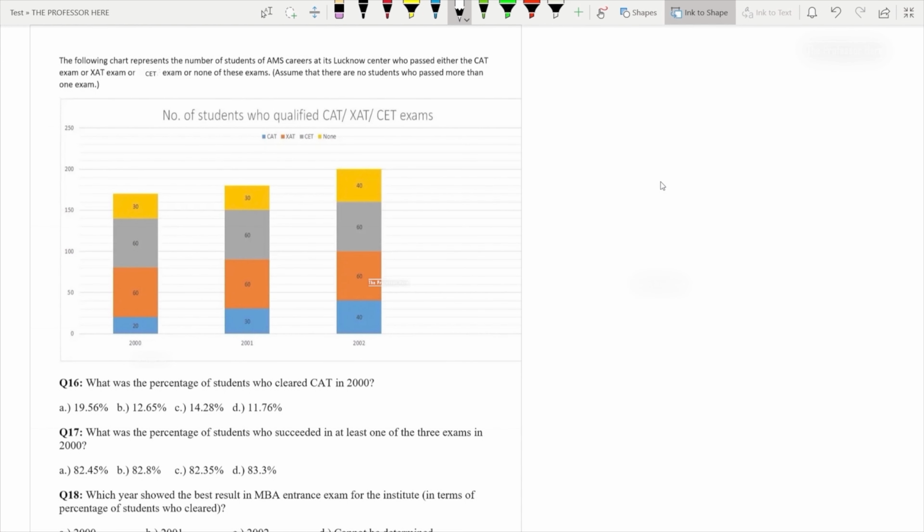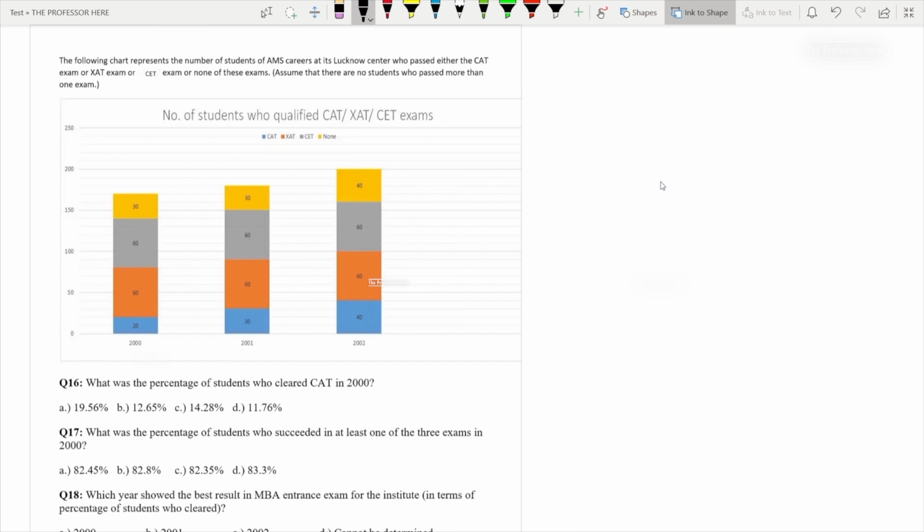We have already done this question in this channel. So if you have watched it, no need to see it again, but try to solve it on your own. The following chart represents the number of students of IIMS Careers at its Lucknow Center who passed either the CAT exam or XAT or CET exam or none of these exams. Assume that there are no students who pass more than one exam. Okay, so there is no overlap.